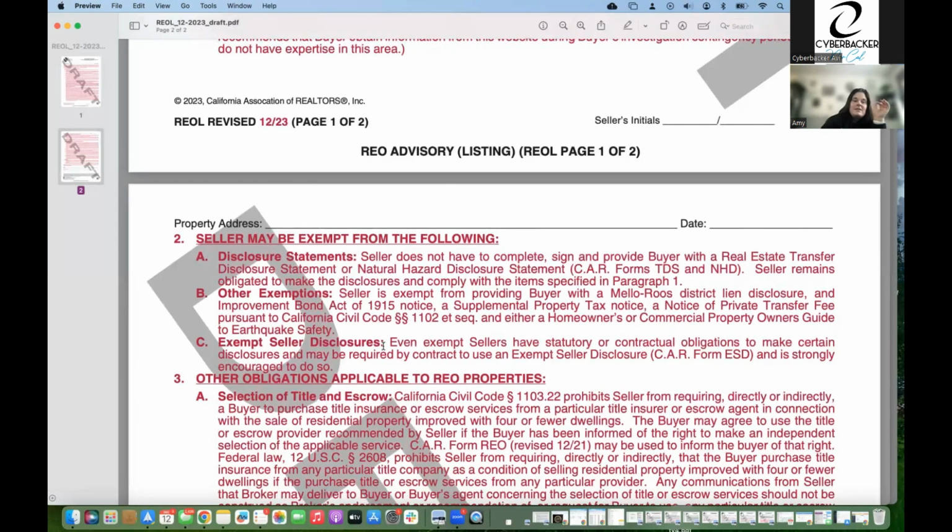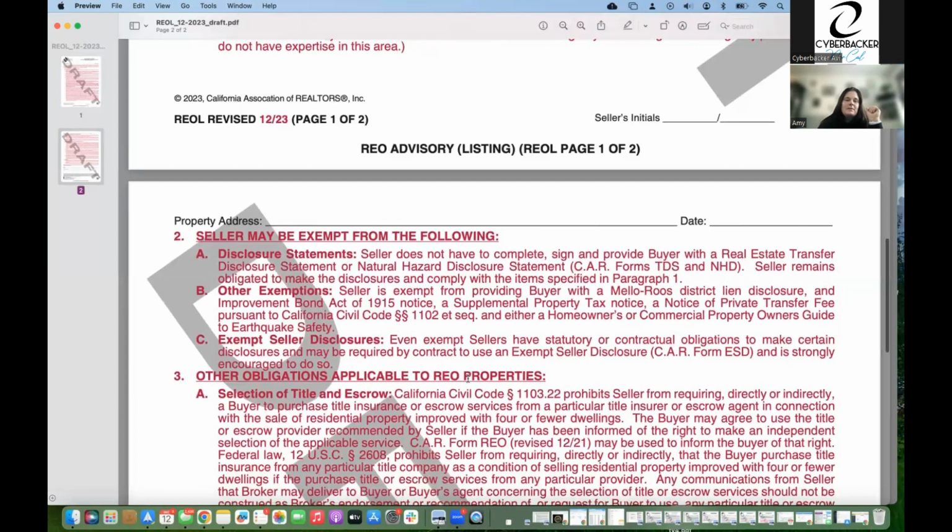So the seller may be exempt from the exempt seller disclosure. Even exempt sellers have statutory and contractual obligations to make disclosures and may be required by the contract to use an exempt seller disclosure and is strongly encouraged to do so. Okay, but they may be exempt from that. Most people still fill them out, but banks are really funky, so you probably won't get one.